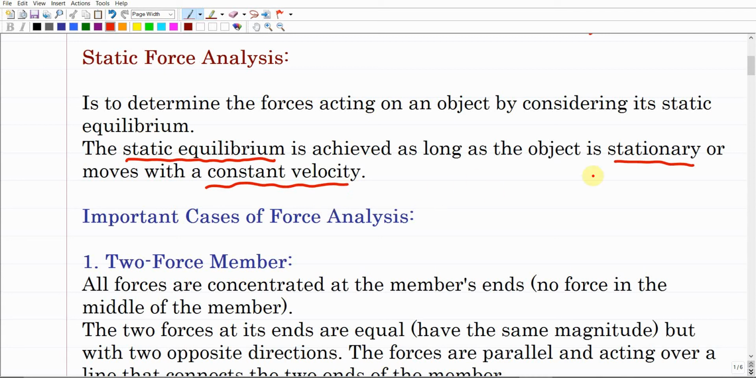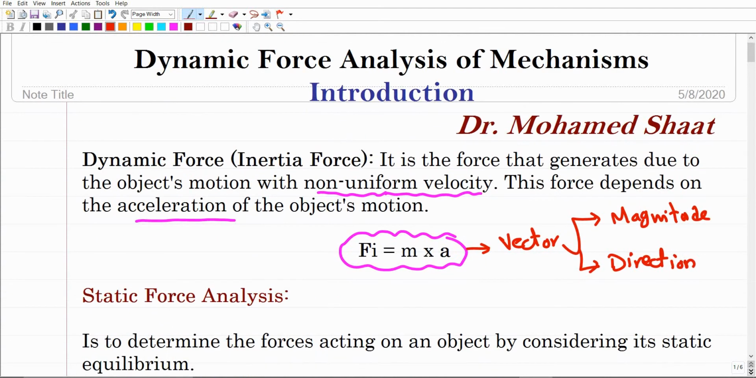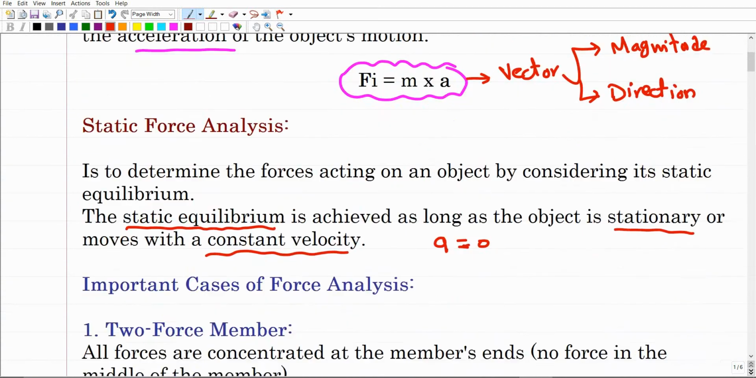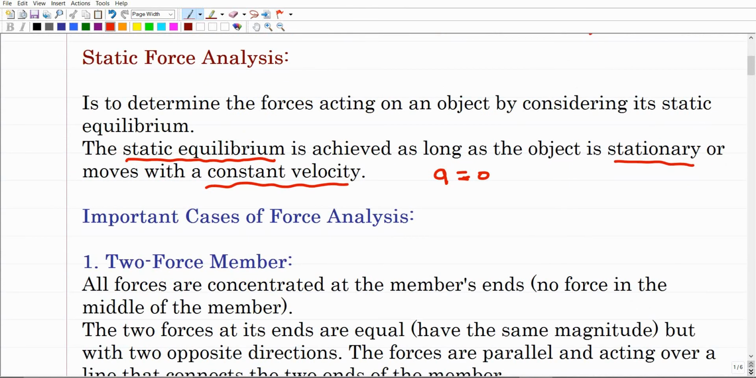The common thing between these two scenarios or these two cases of the object is that the acceleration should be zero. So if the acceleration equals zero, it means that there is no inertia force, there is no dynamic force, it means there is no dynamic state of the object, and instead we have the static state of the object or the static equilibrium of the object. This is in case there is no inertia or there is no acceleration in general.